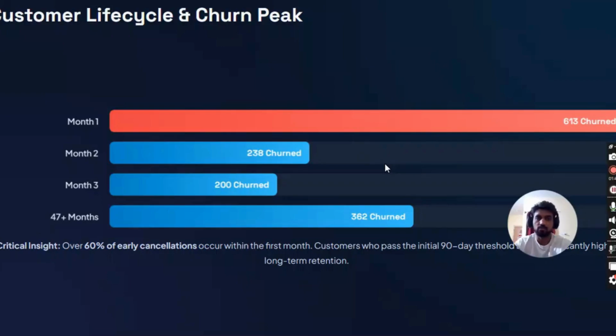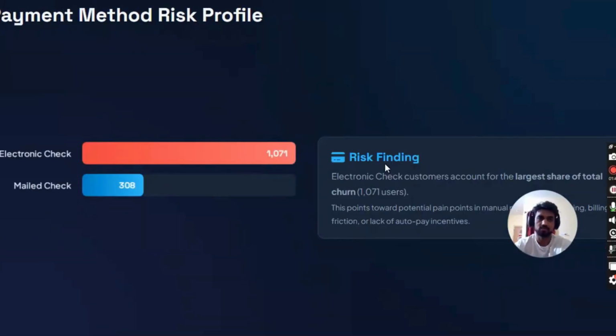Also, the payment method analysis revealed that customers using electronic check have the highest churn rate. To avoid this, we suggest convincing customers to shift their payment to automatic payments so that the churn rate is reduced. This is one of the insights we found.